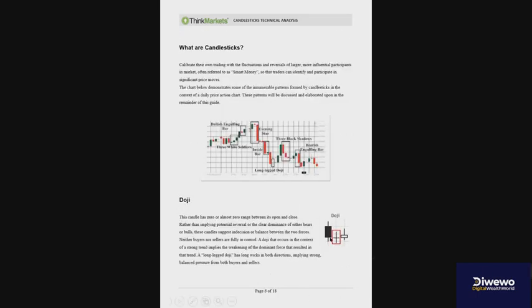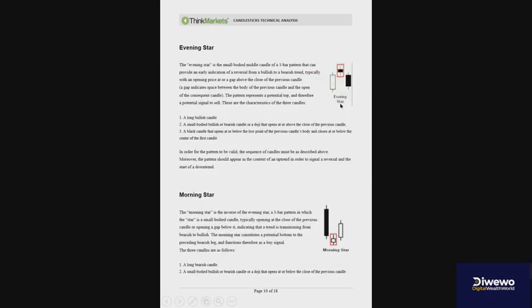This doji has a very small body. As you can see, this one too has a very small body, but not as small as the doji. This one is an evening star because it happened in a bearish market, while this one is a morning star because it happened in a bullish market. That is just the difference. Do not forget, bearish is when the market is going down, while bullish is when the market is going up. That is very, very important in the markets. You will always hear that particular language.